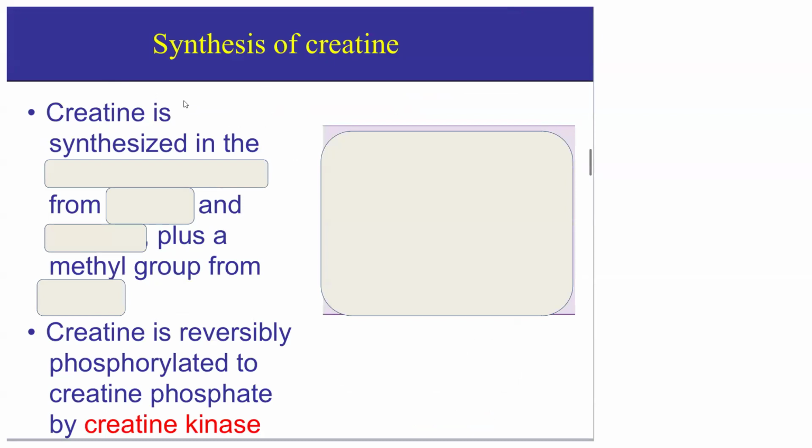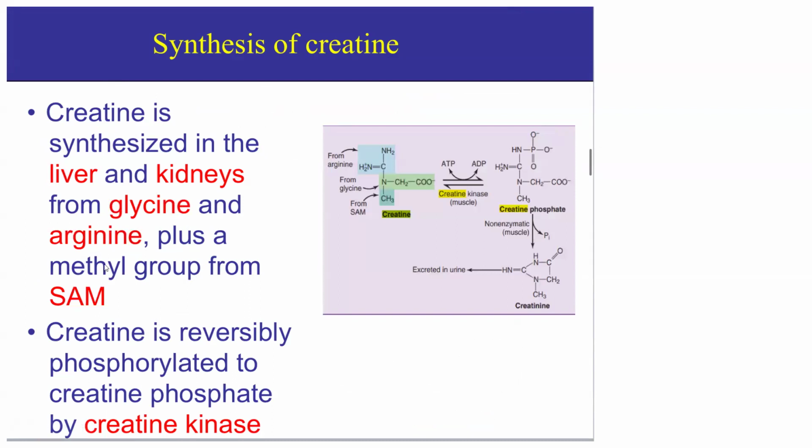Now synthesis of creatine. Creatine is synthesized where? In the liver and the kidneys. From which three components? Remember the mnemonic: creatine gives ATP to the muscles. So GAM: glycine, arginine, and SAM, the methyl group from SAM. And remember how I mentioned the cyclization? This is what it looks like. So over here, it's linear, and then here it looks more like a ring. So that's the cyclization. And the creatinine is what is going to be excreted.